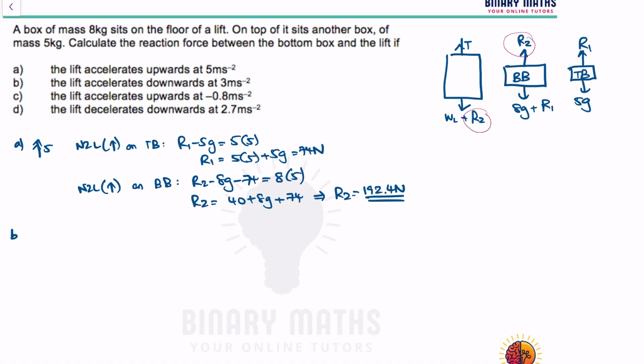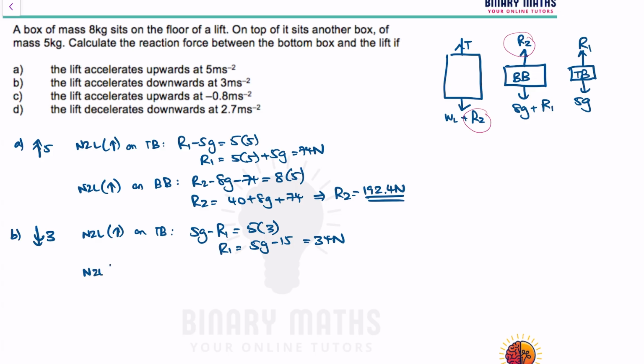Okay, so part B says the lift accelerates downwards at 3 meters per second squared, so it's now going down by 3. So Newton's second law applied vertically on top box, because it's traveling down now, then the resultant force is 5g minus R1 must be equal to 5 times 3, which means R1 is equal to 5g take away 15, which is equal to 34 newtons.